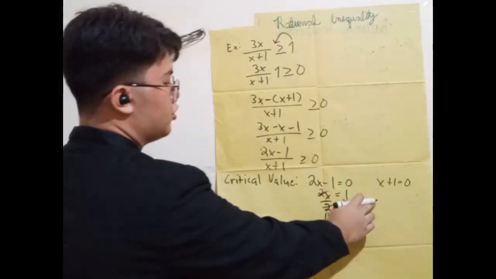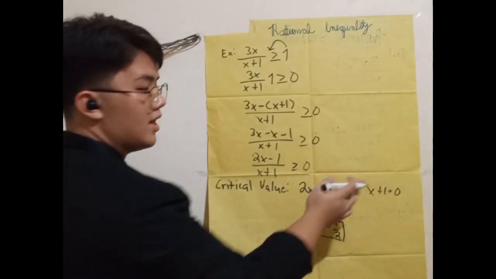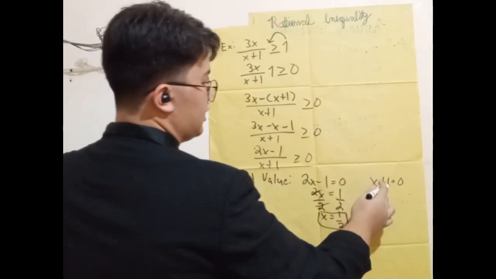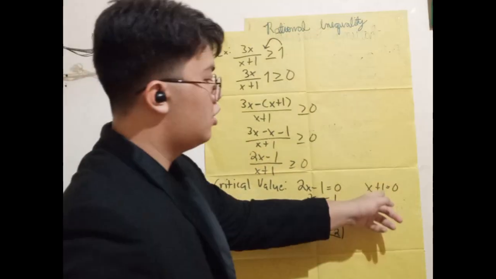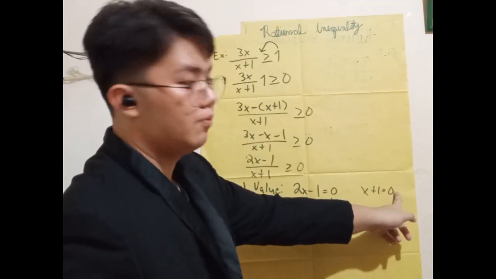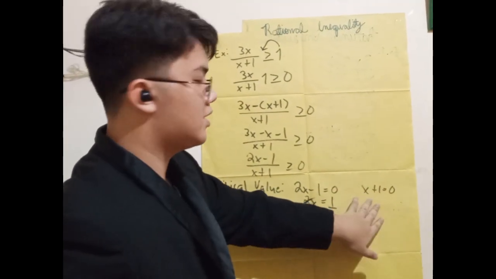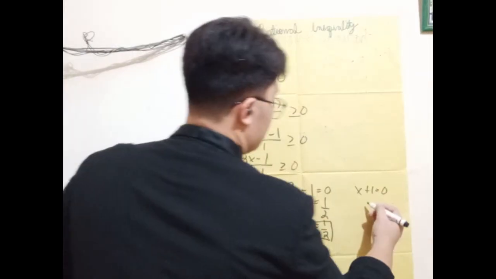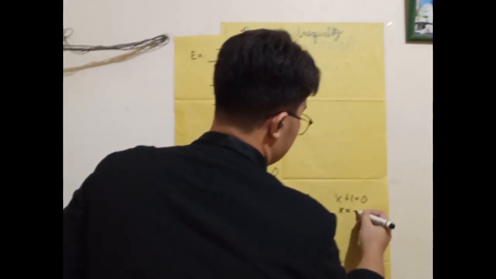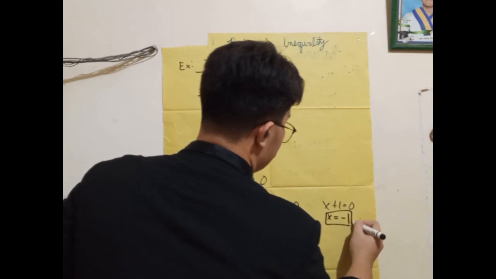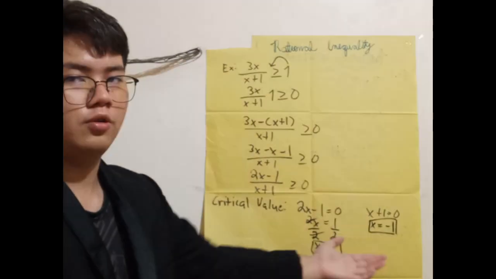Now let's move on to the denominator. x plus 1 is equal to 0. Now we just move the 1 here, but it will turn from positive to negative. x equals negative 1. So here are the critical values.